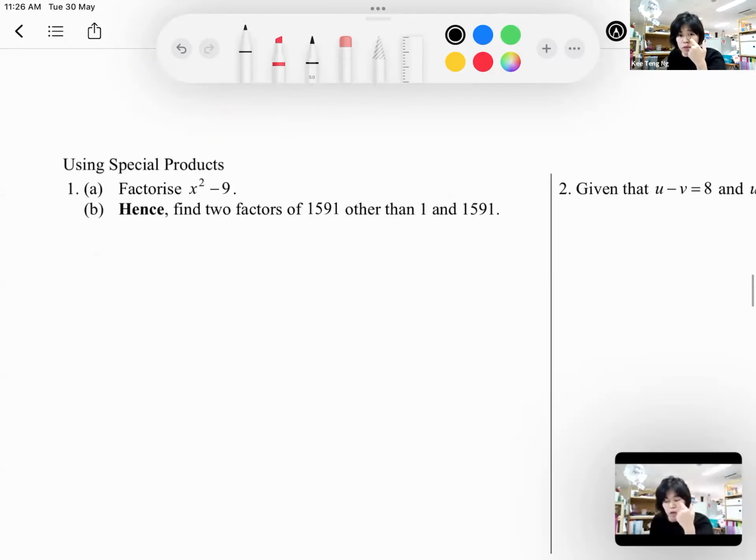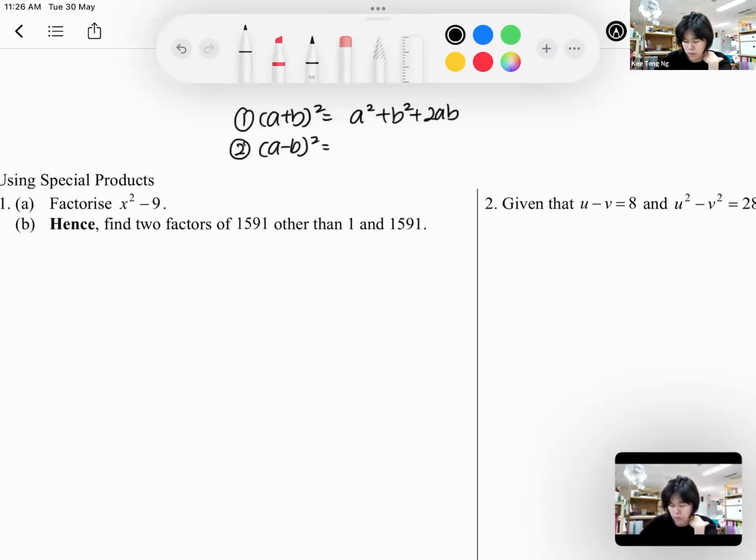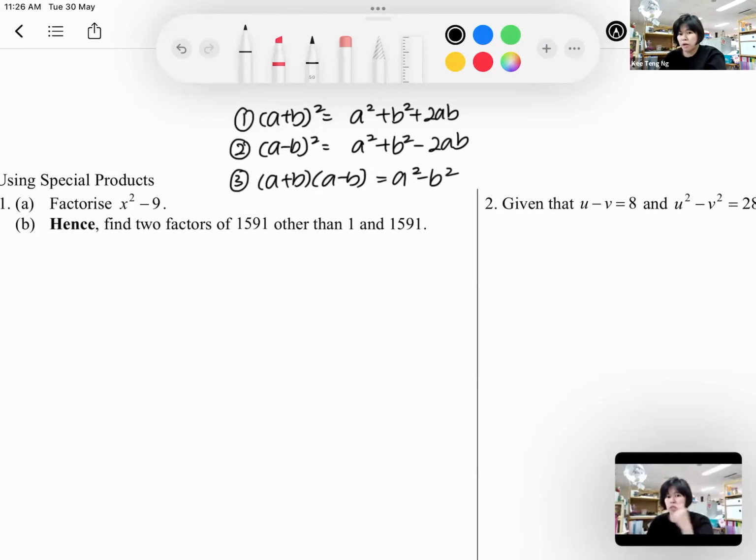Okay, next one, using special product. This one already asks you to use the special product, right? So there are 3 special product identities that you need to use. Number 1, (a plus b) squared equals to... maybe y'all cannot remember, but I shall write for you. Number 2, (a minus b) squared, we have been using this since just now, so minus 2ab. Last but not least, (a plus b)(a minus b) equals a squared minus b squared. So these are the 3 special products, the 3 algebraic identities.